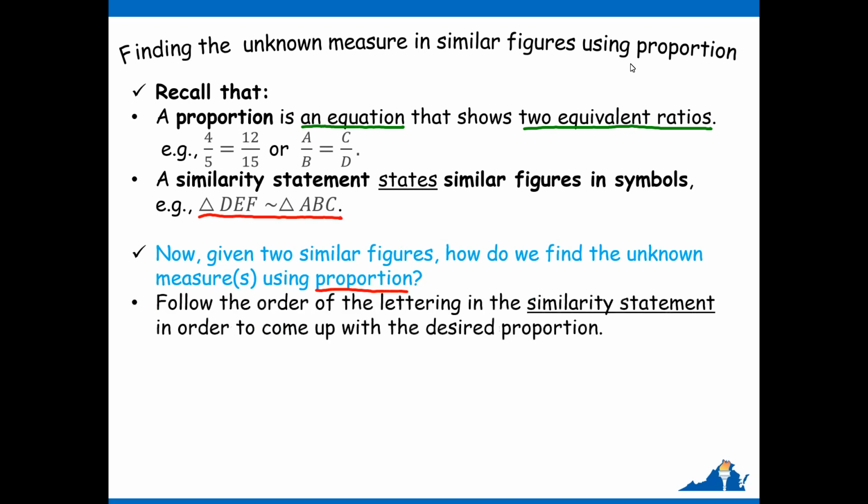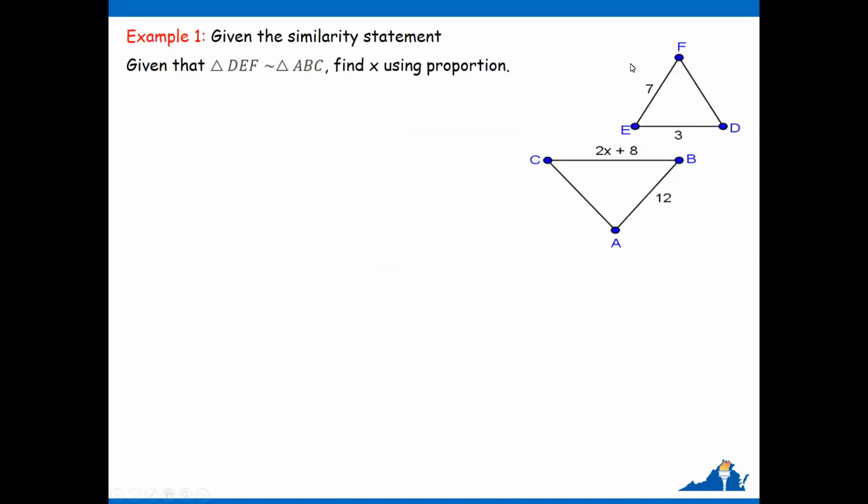What you need to do is follow the order of the lettering in the similarity statement in order to come up with the desired proportion. Let me explain this with an example. Example number 1, you are given the similarity statement. Given that triangle DEF is similar to triangle ABC, find x using proportion.